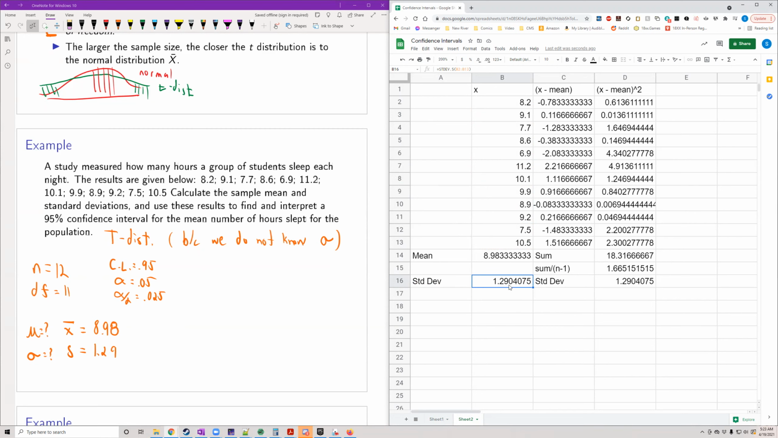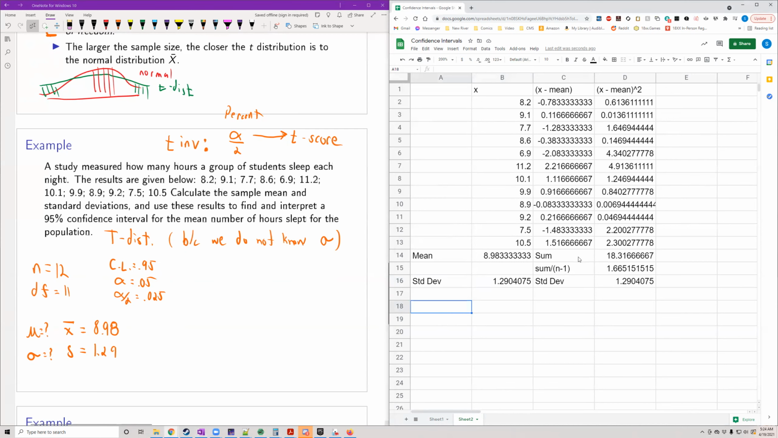Instead of using the norm.s.inv, we're going to use t.inv, which goes from alpha over 2, or a percent, to a t-score. Remember, a t-score functions exactly the same as a z-score does. It's the number of standard deviations. It just works on a t-distribution, whereas a z-score works on a normal distribution.